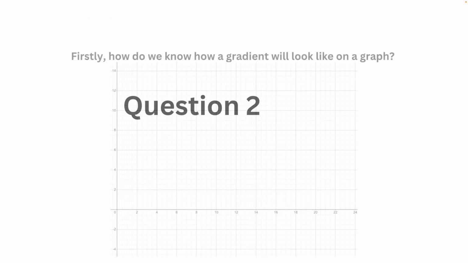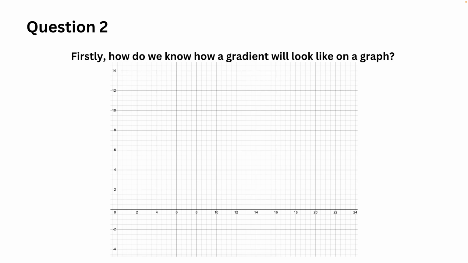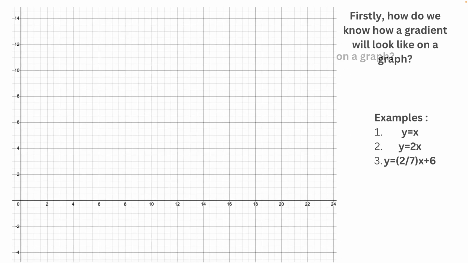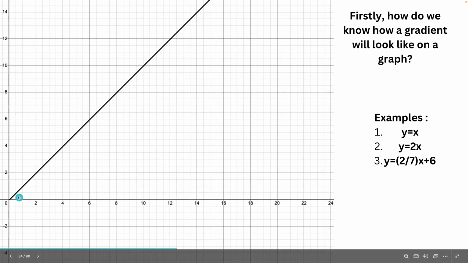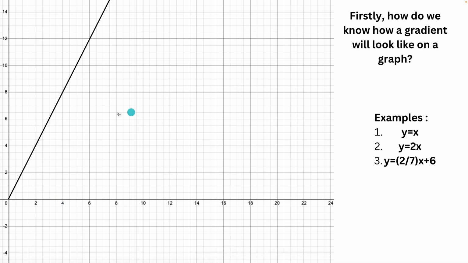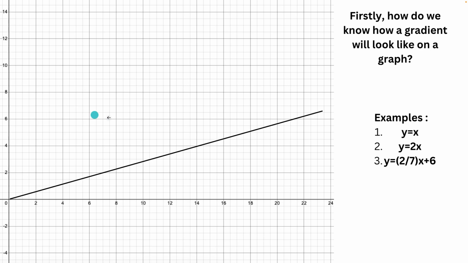Question 2. Firstly, we should know how a gradient will look on the graph. So y equals x. Basically 1 is 1, 2 is 2, and 6 is 6, and so on. y equals 2x is the ratio of 1 to 2. So 1 with 2, 2 with 4, 4 with 8, and so on. y equals 2 over 7x plus 6. Let's not care about the 6 first. 2 over 7, so the ratio is 7 to 2. So every 7, that'll be 2.